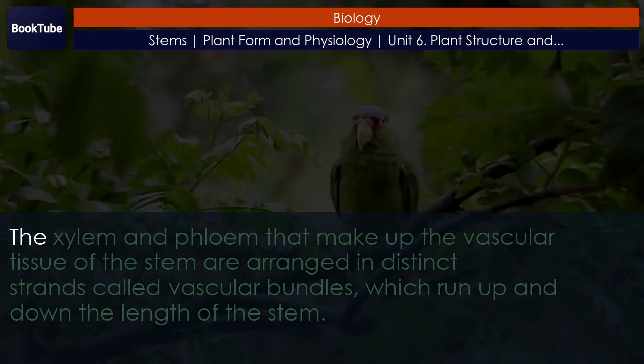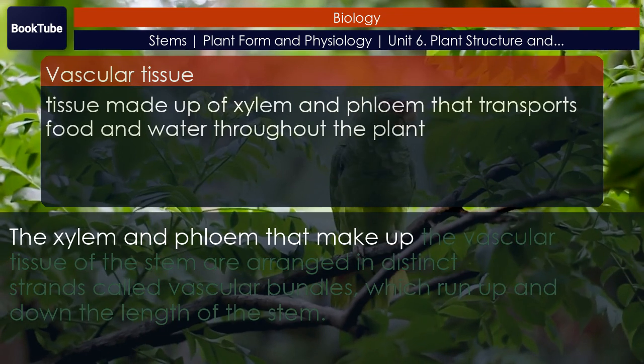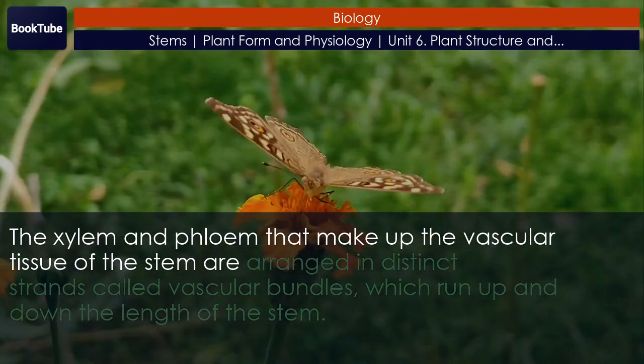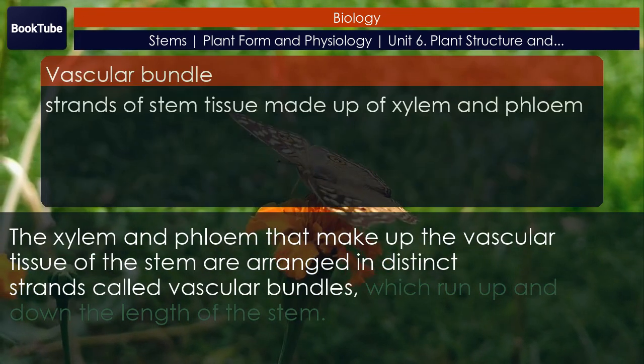Vascular tissue. The xylem and phloem that make up the vascular tissue of the stem are arranged in distinct strands, called vascular bundles.